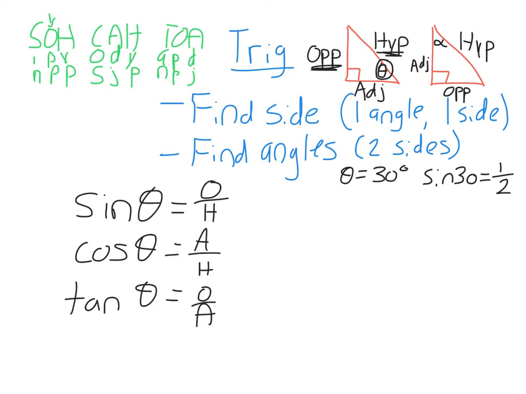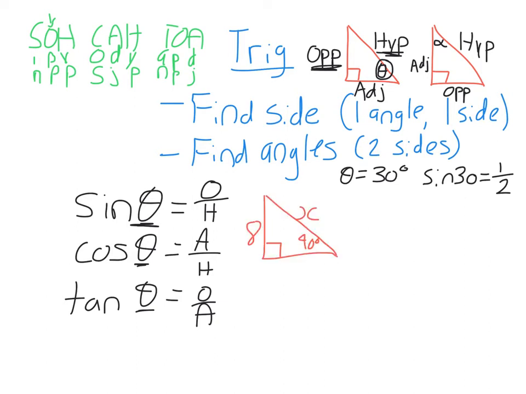Sine, cos, and tan are not numbers by themselves, they're functions. They need an input, they need an angle to go with them before they have any meaning. So we use these ratios to find sides and angles. I'll now show you how to find sides using this.